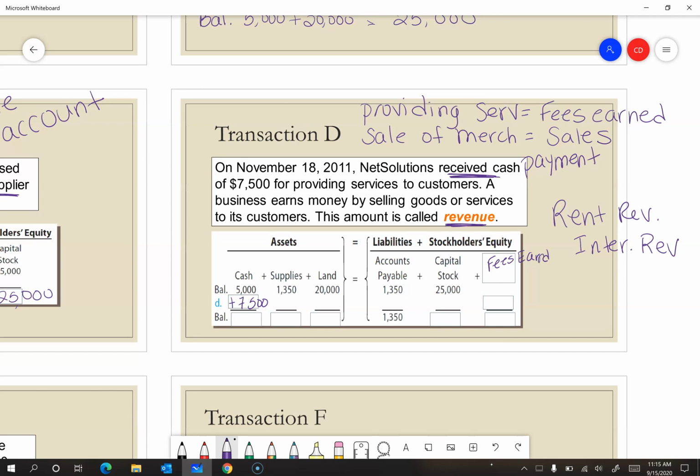Okay, fees earned. And that is going to be in the amount of $7,500. Okay? So now when we carry our balances down, we see in cash we now have $12,500 plus supplies of $1,350 plus land of $20,000. Accounts payable is $1,350 plus stock of $25,000 plus fees earned of $7,500.